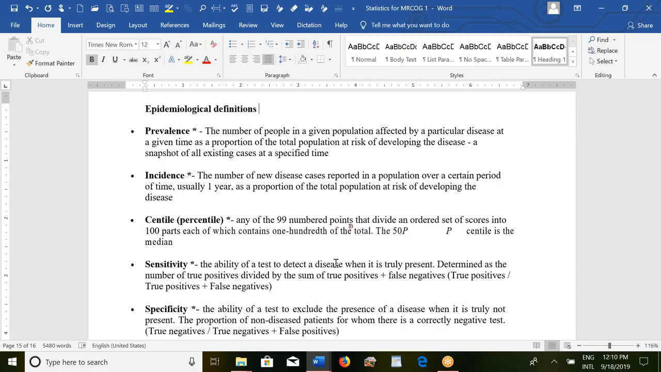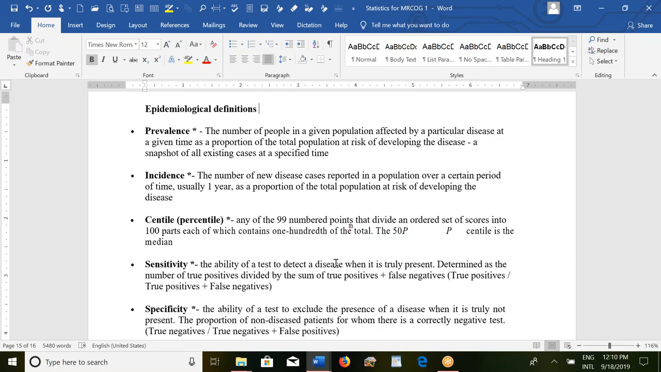Then what is a centile or percentile? Any of the 99 numbered points that divide an ordered set of scores into 100 parts, each of which contains 1/100th of the total, is called a centile. 50p or the 50th centile means the median. Okay, so some will be above that number and some will be below. Like in the exams, when you are getting the results, they are putting the 75th centile as the passing score. So it means that those who have passed are 25 points above the center.